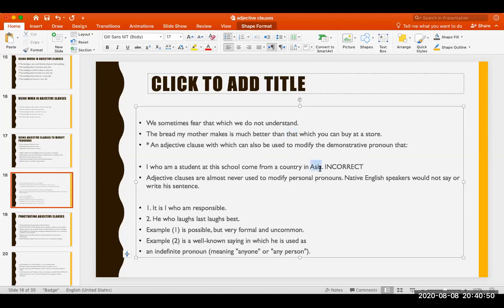Look at this sentence. The book says it's incorrect. I, who am a student at this school, come from a country in Asia. You don't usually use who to modify. Adjective clauses are almost never used to modify the personal pronoun I. Native speakers would find this wrong. They wouldn't say it or write it. They would do it in a different way. It is I who am, although it's a really awkward expression. It is I who am responsible.